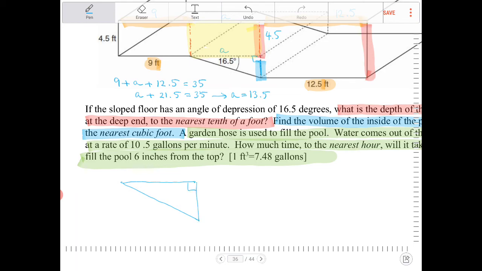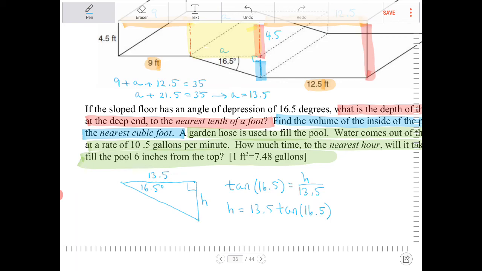Ice cream truck in the background is coming by my neighborhood. So I have 16.5 degrees over here. A is 13.5. And I'm looking for this dimension, which I'm going to call H. So h right now is opposite of 16.5, and 13.5 is adjacent to 16.5 degrees. So therefore, I'm going to use a tangent ratio. So the tangent of 16.5 is equal to h over 13.5. I'm going to cross multiply both sides, so I got h is equal to 13.5 times tangent of 16.5.